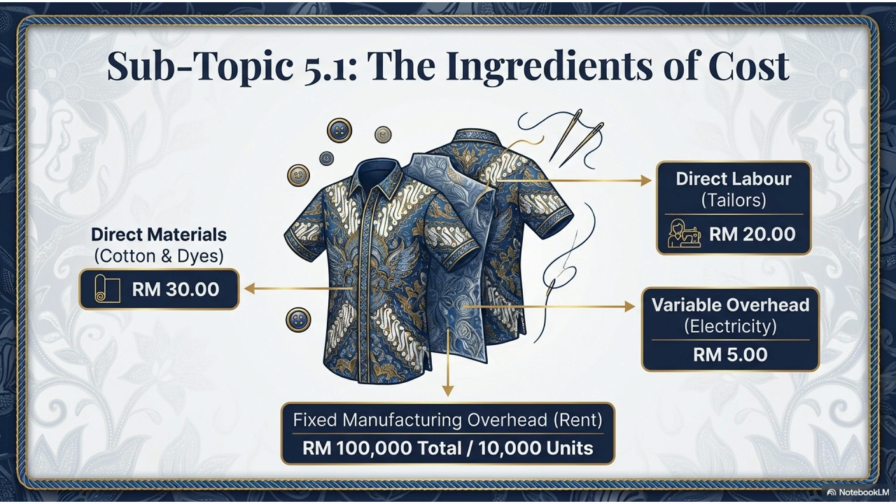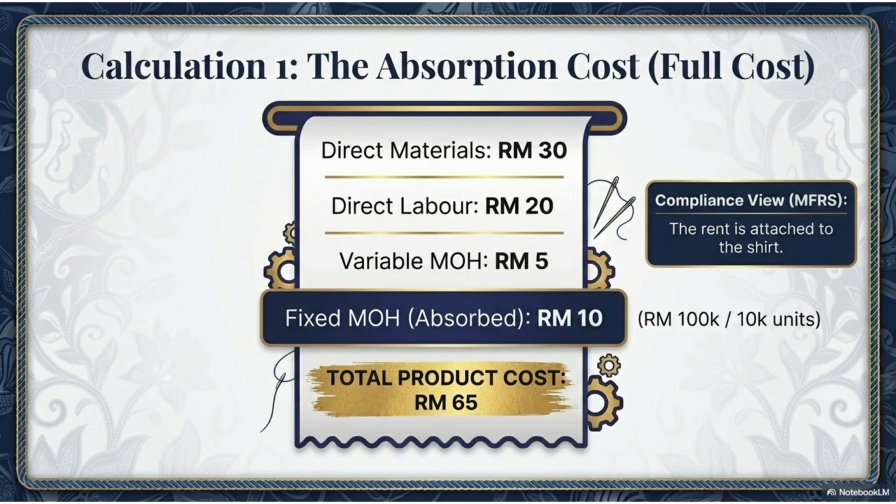Subtopic 5.1 covers the ingredients of cost. For Batik Fusion, direct materials are RM 30, direct labor is RM 20, and variable overhead is RM 5. Fixed manufacturing overhead, the factory rent of RM 100,000, is based on 10,000 units.